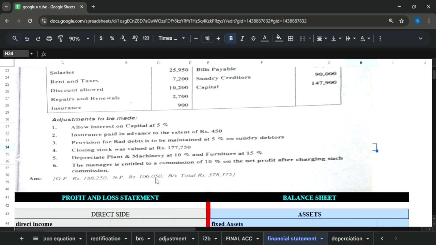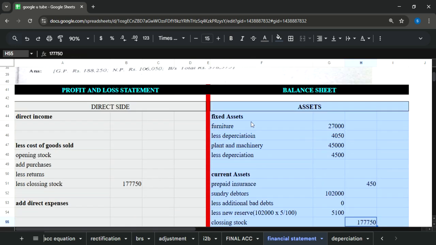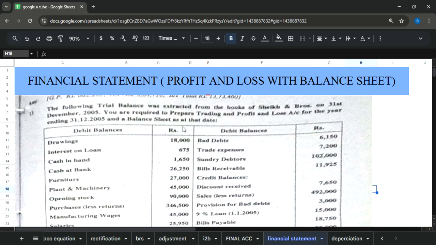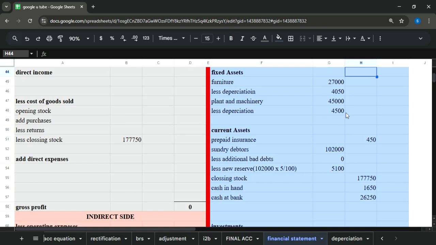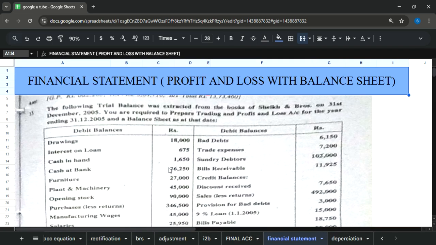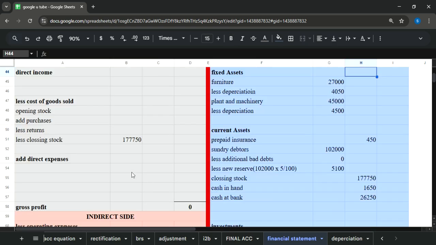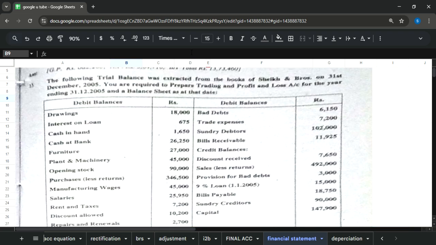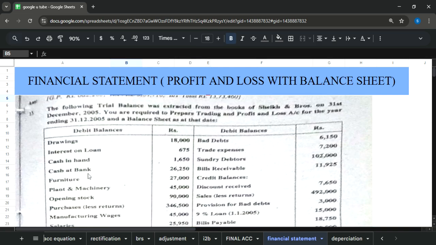After that, furniture 27,000. I hope we have written furniture already. Here you can see the amount of furniture 27,000 is already mentioned. Next, plant and machinery 45,000. This is also written over here. 45,000, plant is completed. After which we have opening stock, and that is 90,000. So we will go to cost of goods sold. 90,000 is your opening stock. Okay, we have entered opening stock.